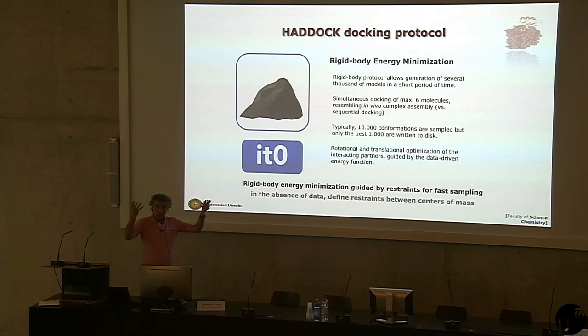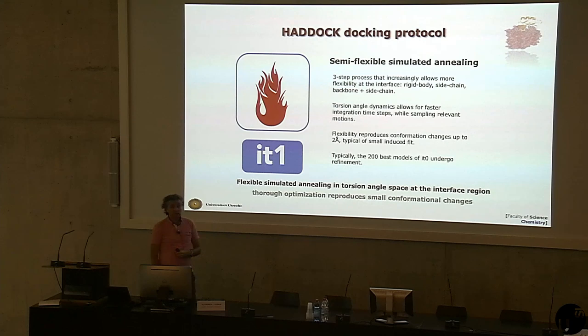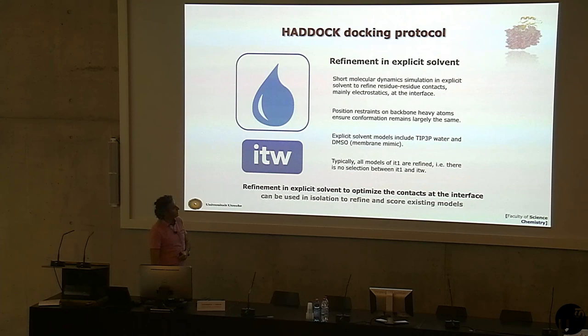We take 10 to 20% of these rigid body solutions, and now we go through our flexible refinement stage. So now we do molecular dynamics in torsion angle space, and we introduce flexibility first along the sidechains at the interface, and then along sidechains and backbone. And at the end, we refine in explicit solvent. We support two types of solvent. We have water using the TIP3P model, and we also have a DMSO model to mimic membrane.